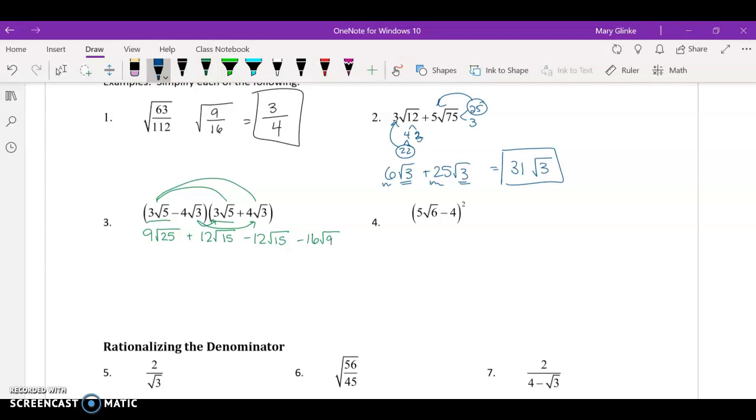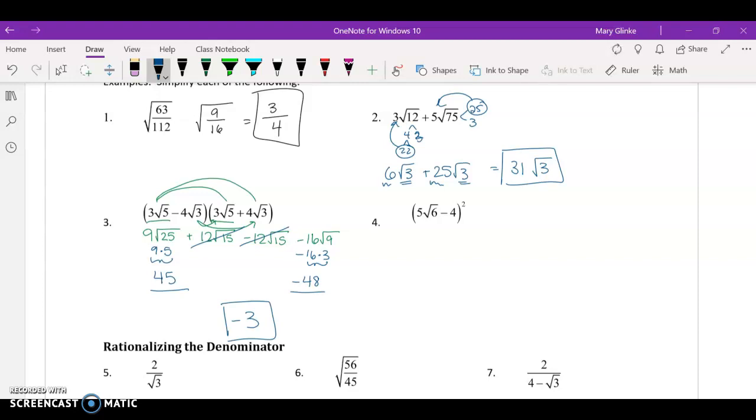After which we're going to simplify. So the 12 root 15s cancel each other out. We have 9 times the square root of 25, which is 5. So that simplifies to be 45. Minus 16 times the square root of 9, which is 3. So minus 48. So 45 minus 48 becomes negative 3 in total.